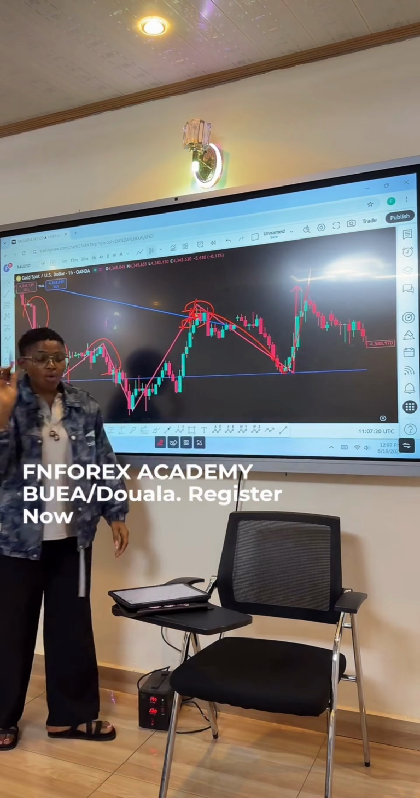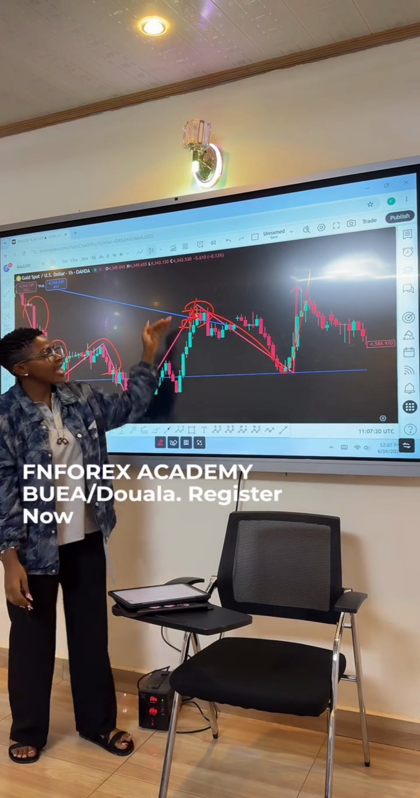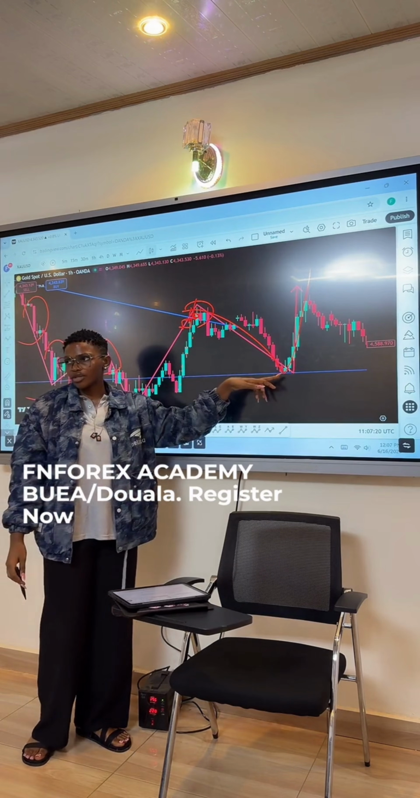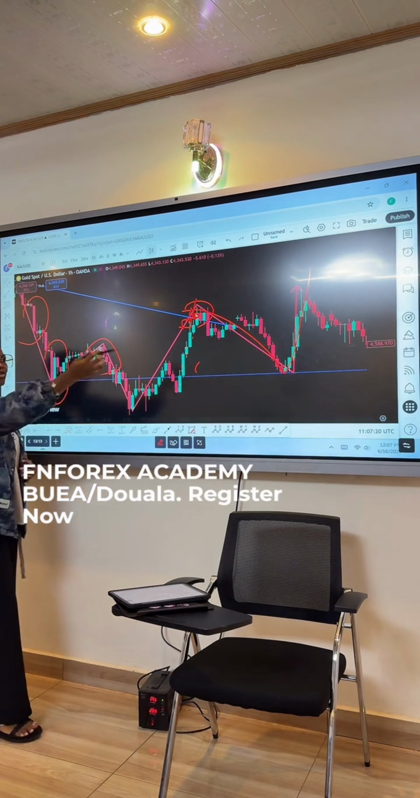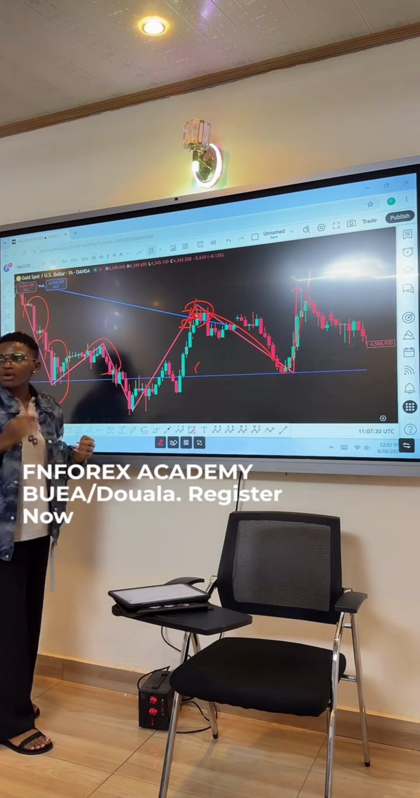Now it retested to where? Support. So now you buy from support, because support means buy. So you buy now from there, from support. So enter a trade in the breakout direction.